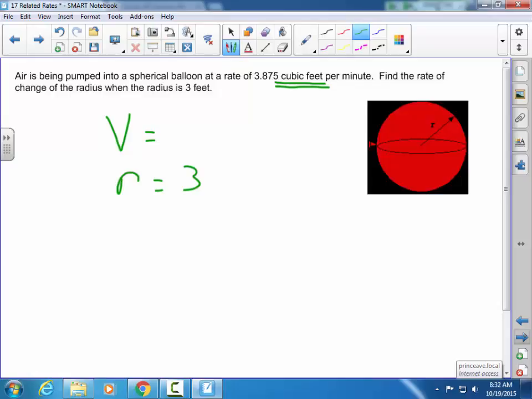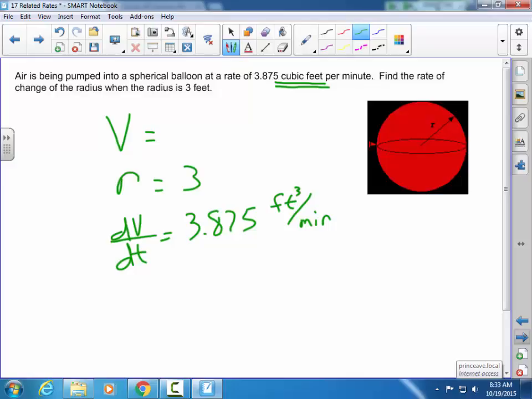So then this 3.875, what is it? It says cubic feet per minute. All right? Anything that's per minute is going to be dt, but what's the top variable? Is it dr, dv? dv. How do you know that, Kevin? It's feet cubed. It's a volume rate, okay?